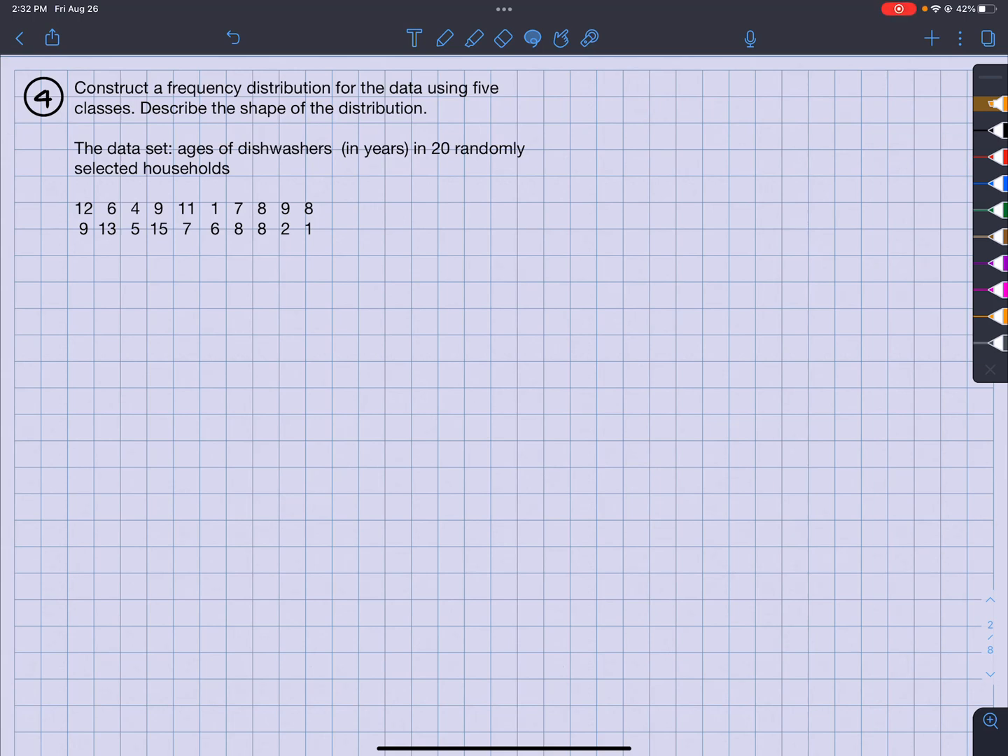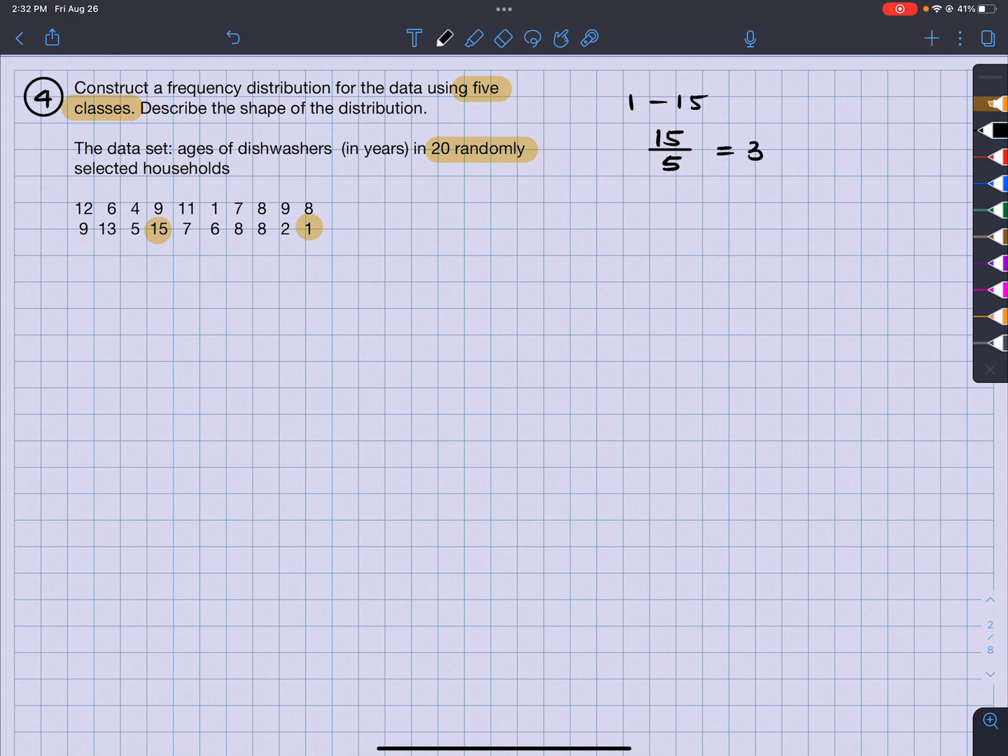So I need to construct a frequency distribution for the data using 5 classes. And then I need to describe the shape of the distribution. I know that there are 20 pieces of data here, so I want to look at the lowest number and the highest number. I have 1 through 15. How many numbers are from 1 through 15? There are 15 of them, and I need to get them into 5 classes. That's going to give me 3 in each class.